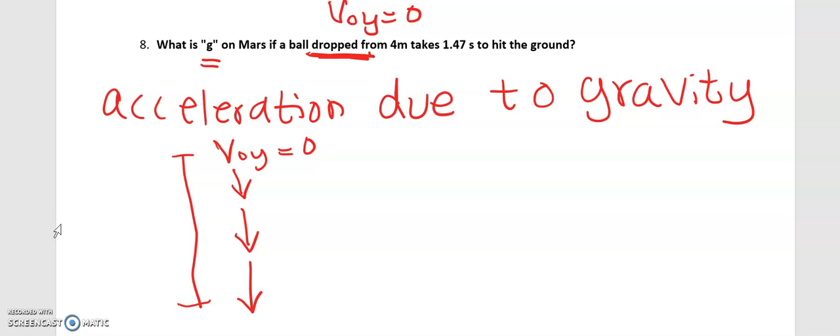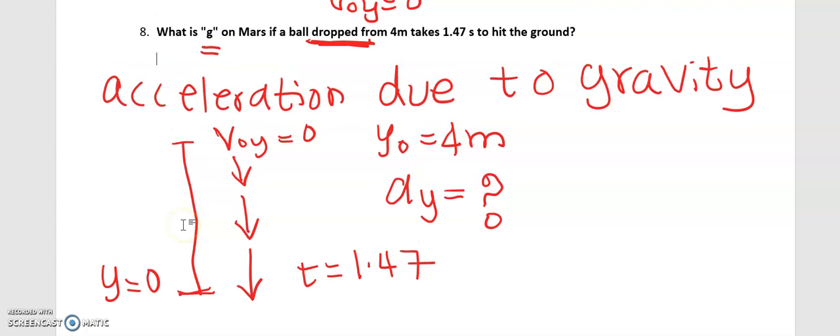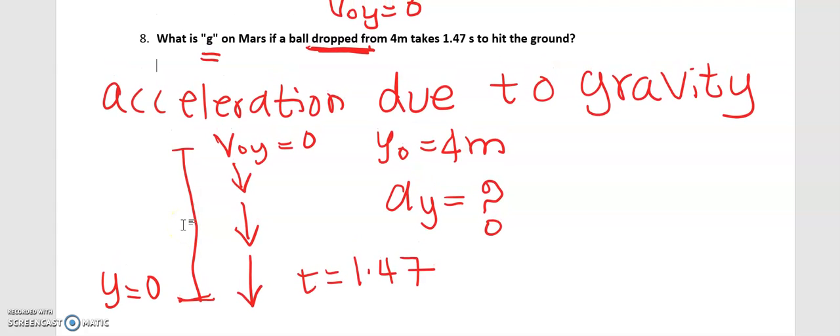So the time t is equal to 1.47 seconds. It is dropped from 4 meters. Final y position is equal to 0 because it reached the ground, or the bottom level. Acceleration a_y is an unknown now. Alrighty. So we are asked to calculate the acceleration g.